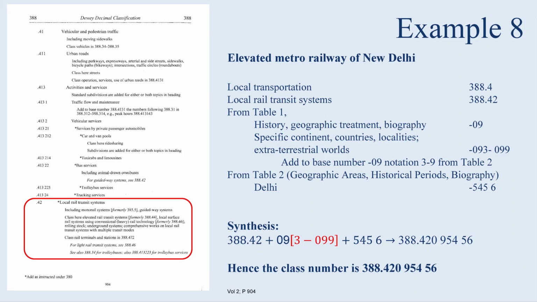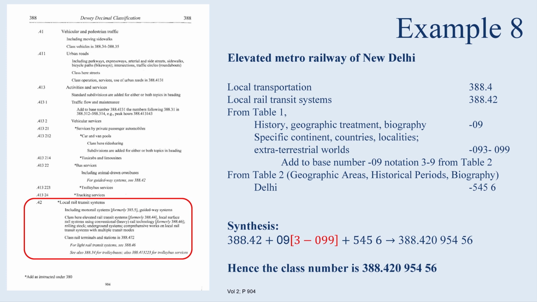Okay. Our next example is elevated metro railways of New Delhi. You all know about the metro railways. The elevated metro railway is not under the ground, rather it is over the ground. So, the elevated metro railway of New Delhi. The book deals with the elevated metro railway which serves in New Delhi. So it comes under rail transit system, but it is a local transportation system. We know that metro serves within a city. So local transportation is 388.4 and local rail transit system is 388.42.